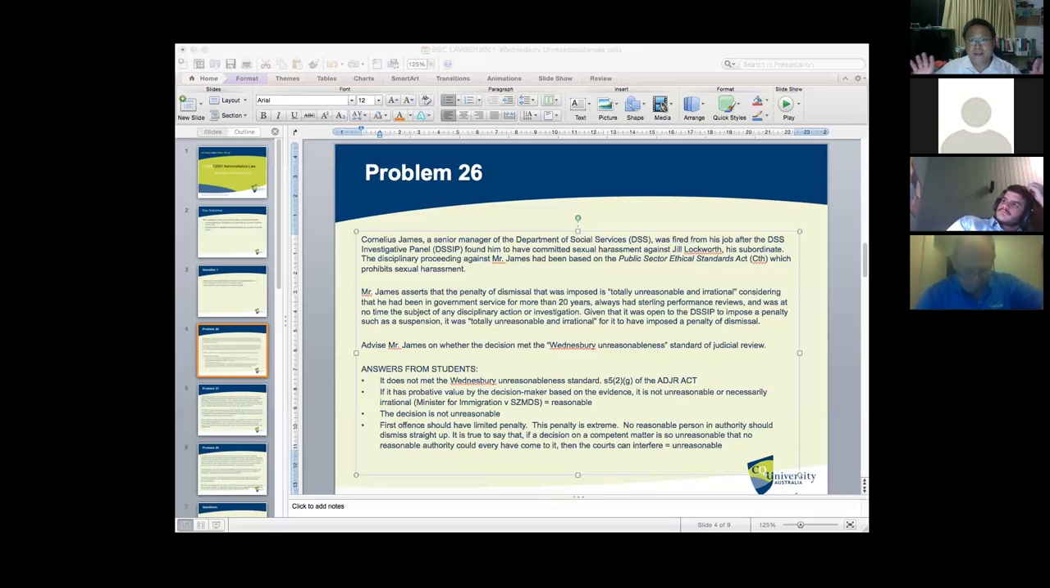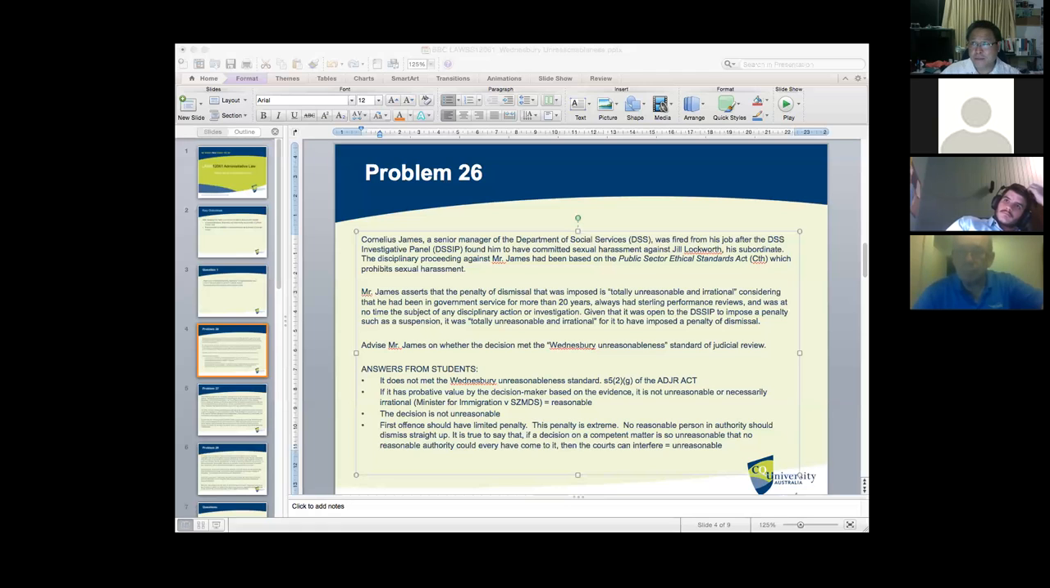Given the fact that it's possible, depending on the work environment, to terminate the person or not, would that meet the standard of Wednesbury unreasonableness? Or is there a distinction between Wednesbury unreasonableness and unreasonableness as a popular concept?